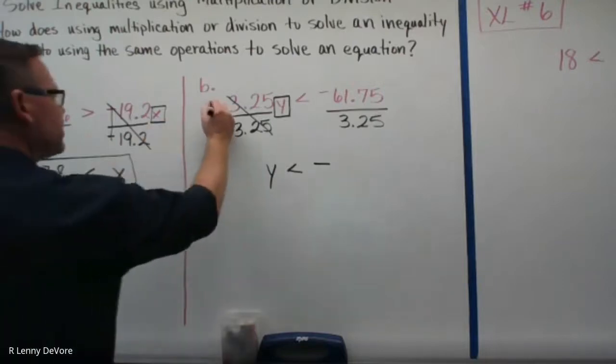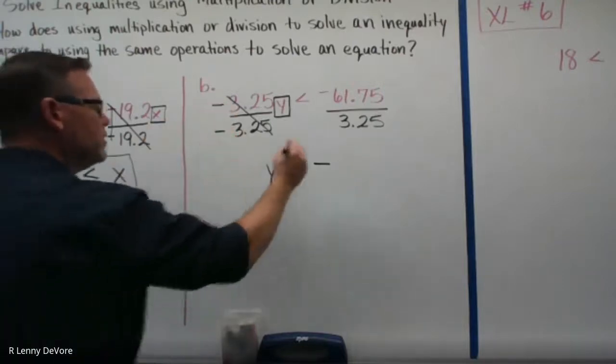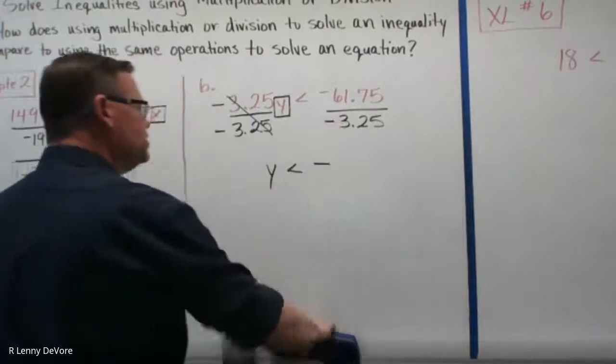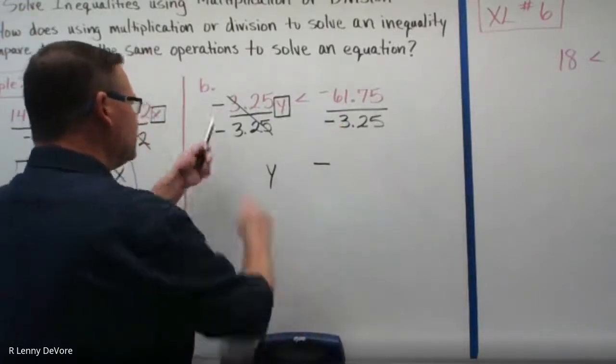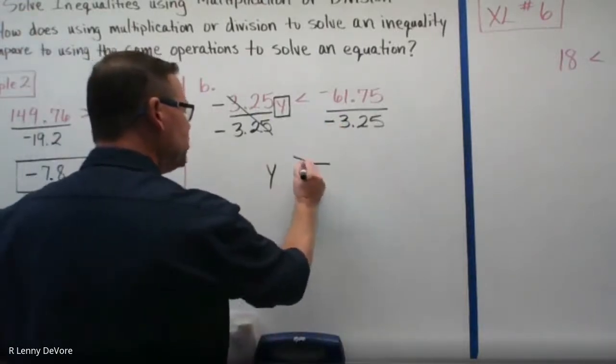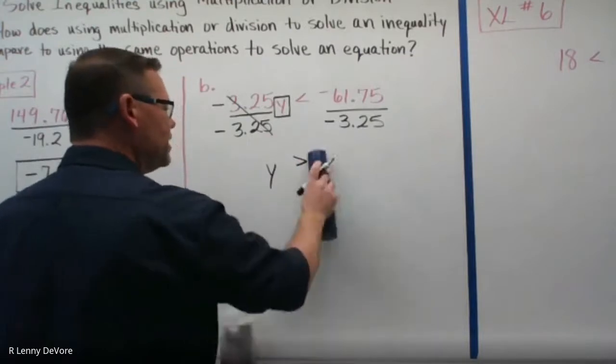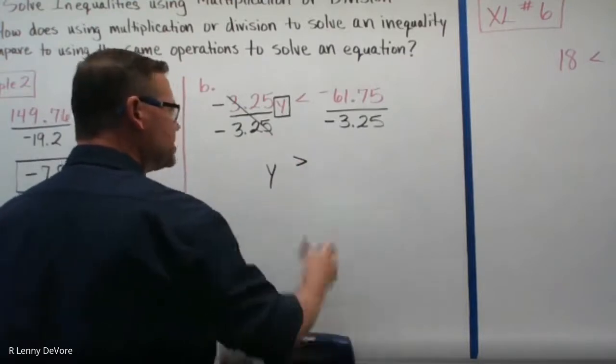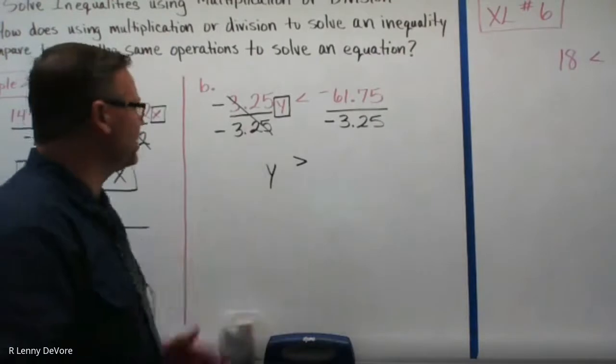I didn't write this correctly. This is negative. So guess what? I do need to switch the inequality. We divide by a negative, we switch the inequality, and then we're dividing a negative by a negative, so we have a positive outcome. Sorry, guys, I wrote that wrong.